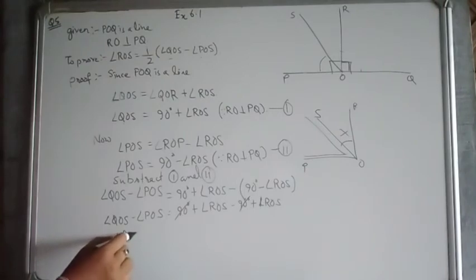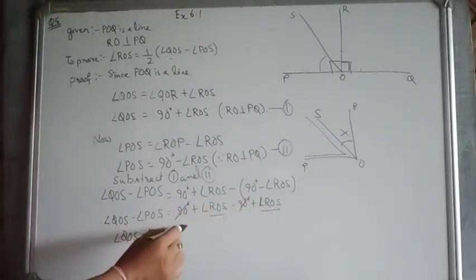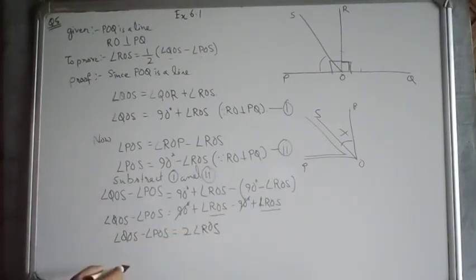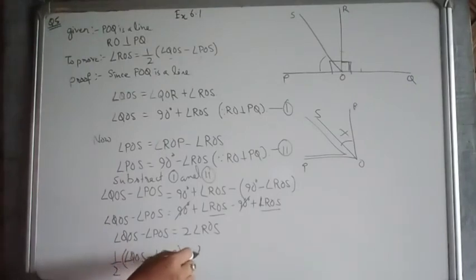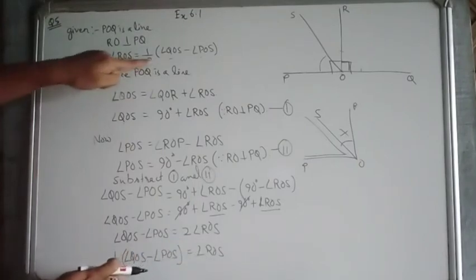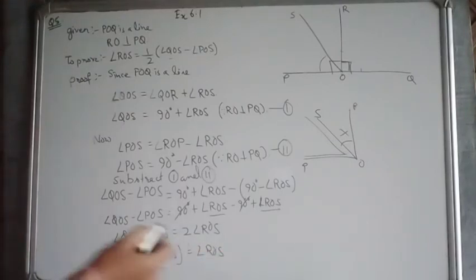Angle QOS minus angle POS will be equal to ROS plus ROS. So 1 and 1, that means 2 angle ROS. So I can say this 2 will come down, divide by 2. So half of angle QOS minus angle POS will be equal to angle ROS. So this is what we have to prove, angle ROS equal to half of QOS minus POS. So this is your answer.